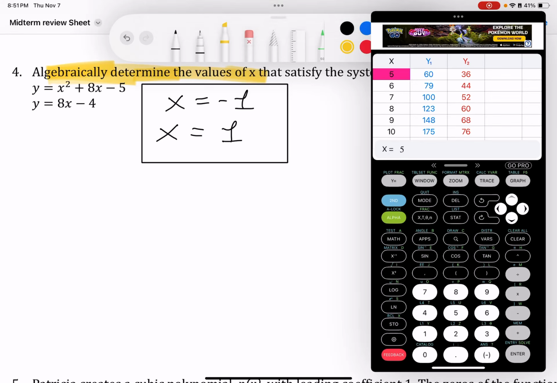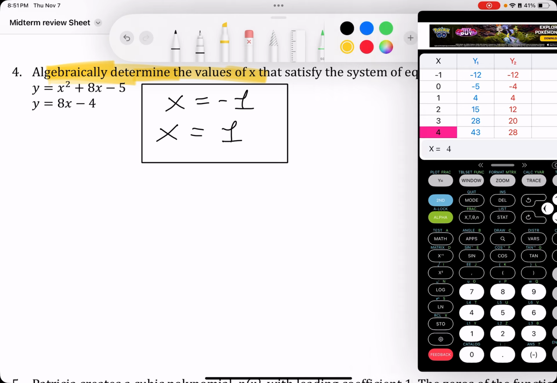So in the previous problems, we found the polynomial intersection. And for this problem, we found the intersection is at x equals -1 and x equals +1. But now we're going to do this by algebra.